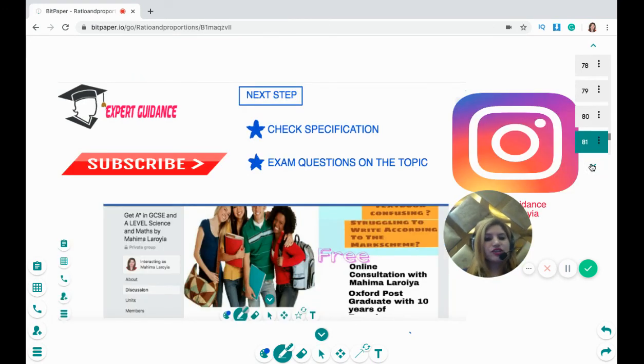So that's all you need to know in decimals. It's very important to cross-check your specification and make sure that everything in this topic you have covered. And do not forget to do the exam questions on this topic.